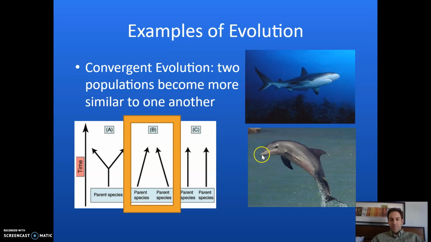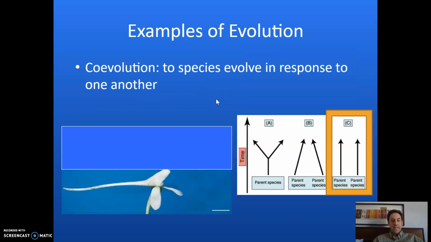This body shape with the pointy snout helps them move through the water. These fins stabilize them in the water and help them steer. And so they have converged on this similar body shape because that body shape is advantageous in the watery environment that they're in. Finally, coevolution. This is where two species evolve in response to one another. It's like if one changes, then the other changes in response, and then the other changes in response, and so on.